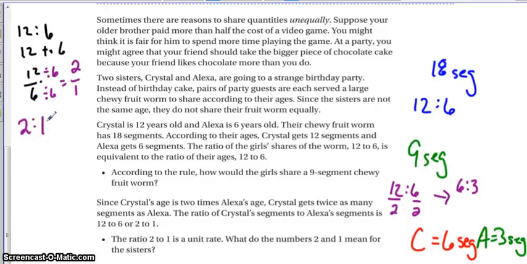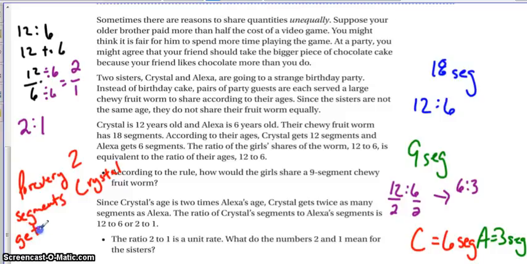Okay, so since the ratio 2 to 1 is a unit rate, what do the numbers 2 and 1 mean for the sisters? Well, what this means is that for every, and we're going to talk a lot about for every statements, so for every 2 segments Crystal gets, Alexa gets 1.